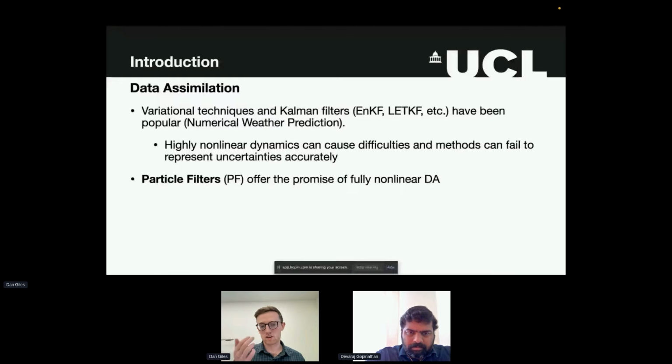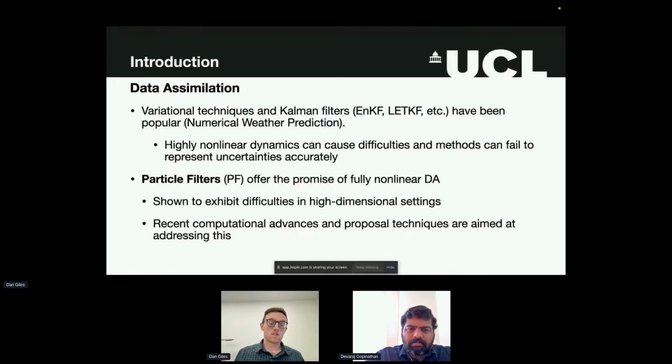On the other side, we have particle filters, and that's obviously the technique that we investigate here in our project. Essentially, particle filters offer the promise of fully nonlinear data assimilation, but they are known to exhibit difficulties in, say, high dimensional settings. So you have what's known as the curse of dimensionality, but recent computational advances and proposal techniques are aimed at addressing this.